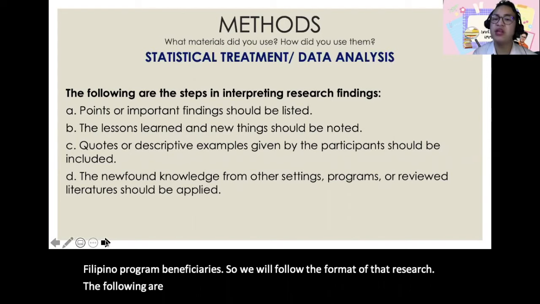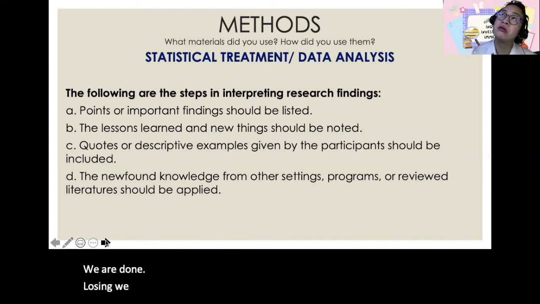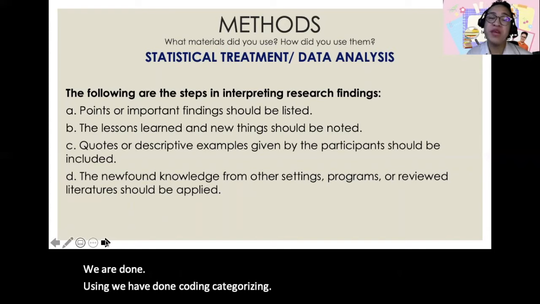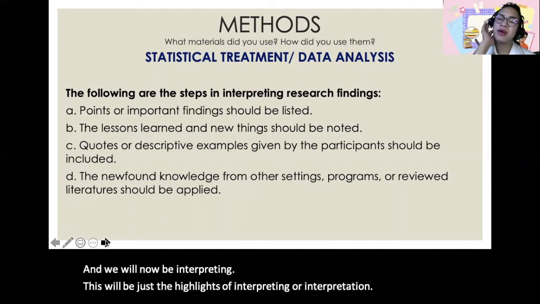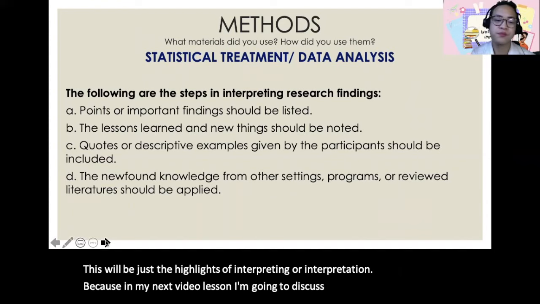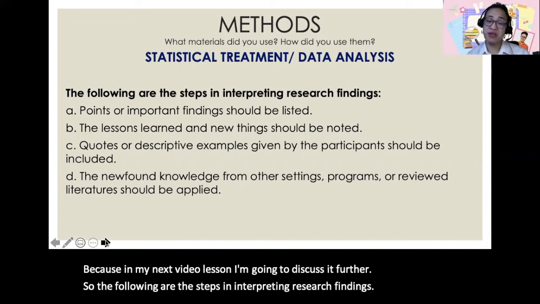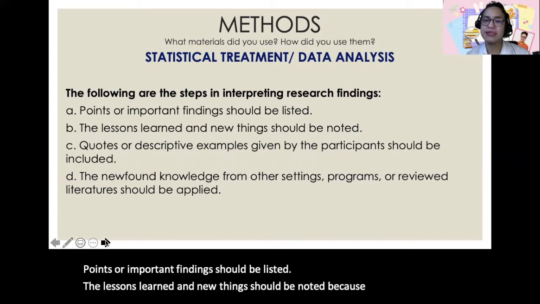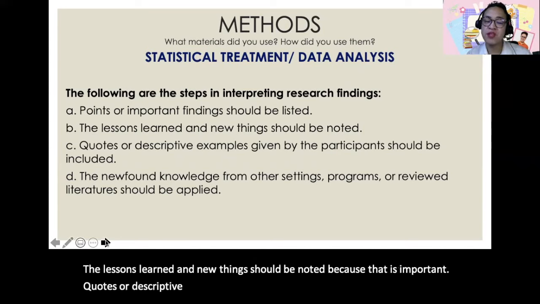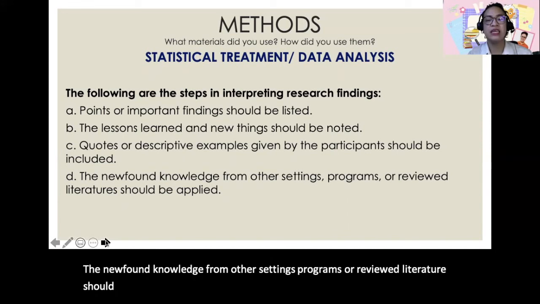The following are the steps in interpreting research findings. We have done coding, categorizing, looking for the themes, and reducing, and we will now be interpreting. This is just the highlights of interpretation, because in my next video lesson, I'm going to discuss it further. Important findings should be listed. The lessons learned and new things should be noted. Quotes or descriptive examples given by the participants should be included. The newfound knowledge from other settings, programs, or reviewed literature should be applied, meaning incorporated.